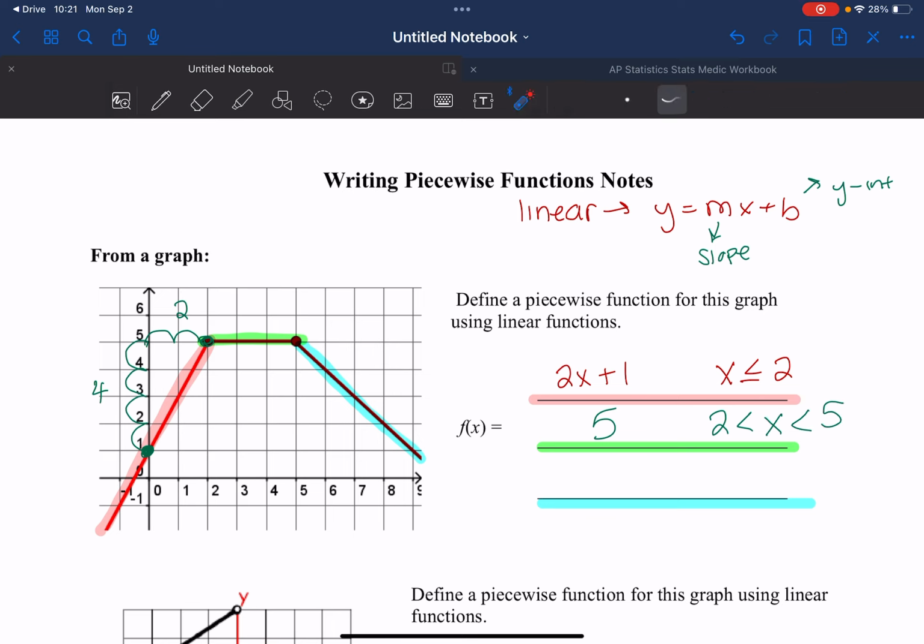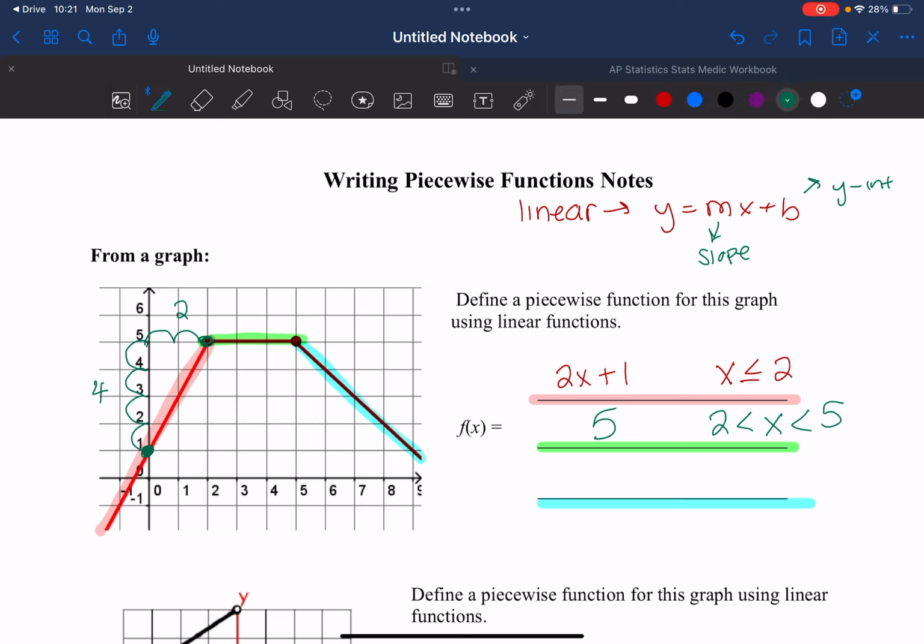Notice I could not include the 2 here because I already included it in this domain. That's why this is going to be less than and not less than or equal to. And I did the same with the 5 because notice this dot here is also closed. I'm just going to give that to this linear line here.